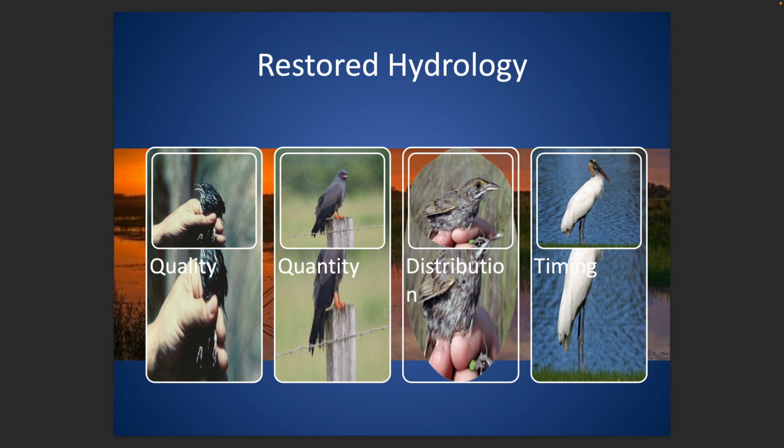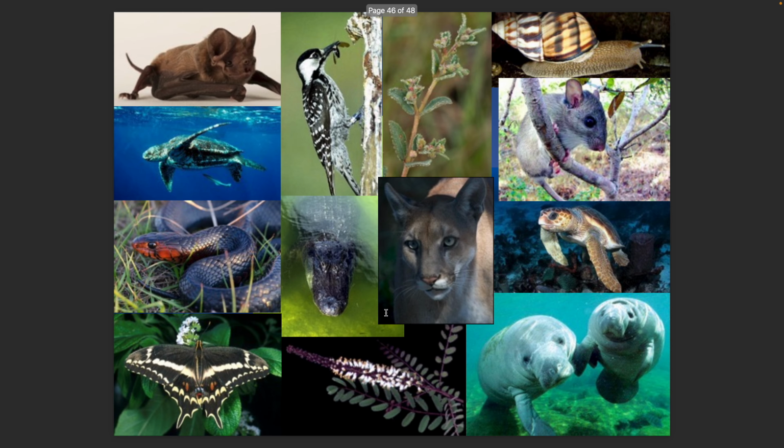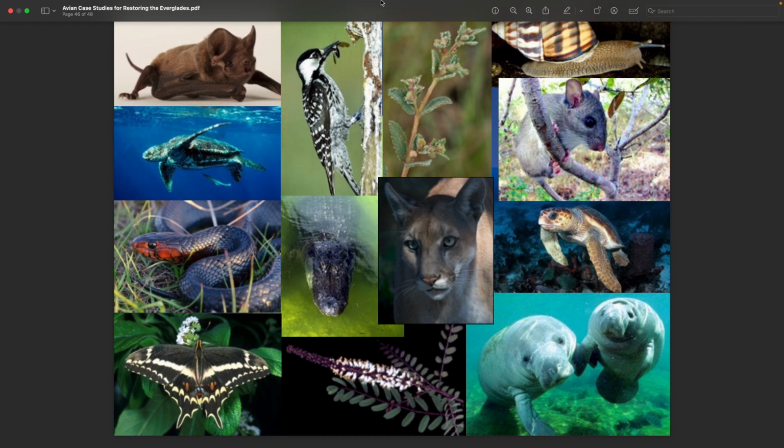And if we restore the habitat for those species, we might also protect all of the other species there. Questions, comments?